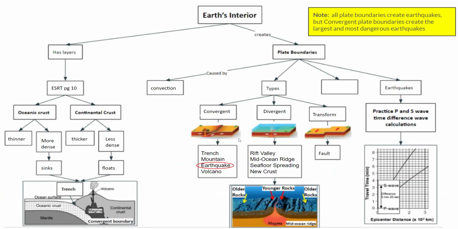Notice that in your note packet, we only wrote earthquake for the convergent boundary. Earthquakes happen in all the different types of boundaries, but for convergent boundaries, we have the largest earthquakes.